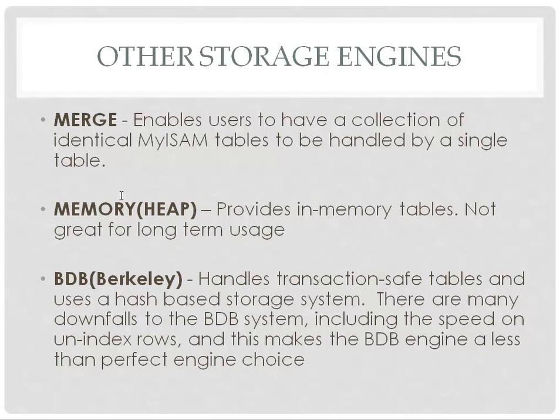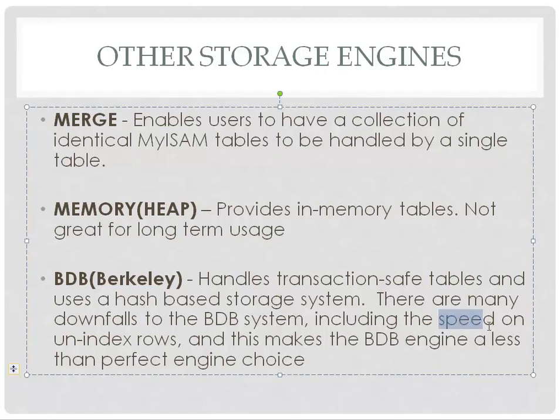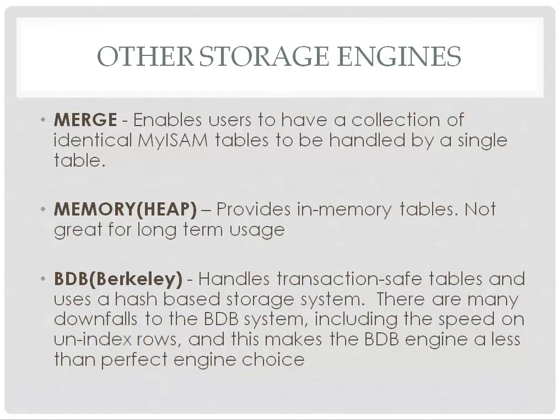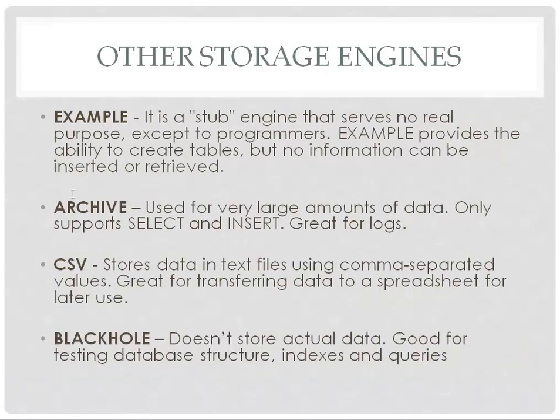Alright, so we have Memory, which provides in-memory tables, and this isn't good for long-term usage, but for testing, things like that. BDB, or Berkeley, handles transaction-safe tables and uses a hash-based storage system, but you can see that there are a lot of downfalls, including speed, especially on unindexed rows, and this makes BDB a less than perfect engine choice, and this is actually from the MySQL documentation. Example is basically a stub engine. It's used for testing and staging, things like that.